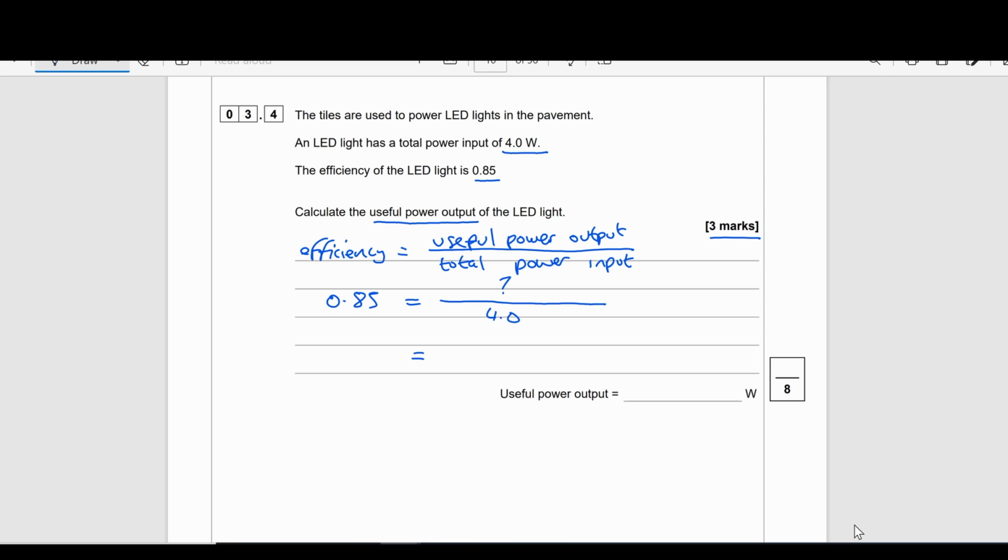So again, we need to get this useful power output on its own. We're dividing by 4.0 right now. We need to move that to the other side, so we'll have to do the opposite operation. That means we need to multiply. So it'd be 0.85 multiplied by 4.0 this time. And then that will give us a value of 3.4 watts.